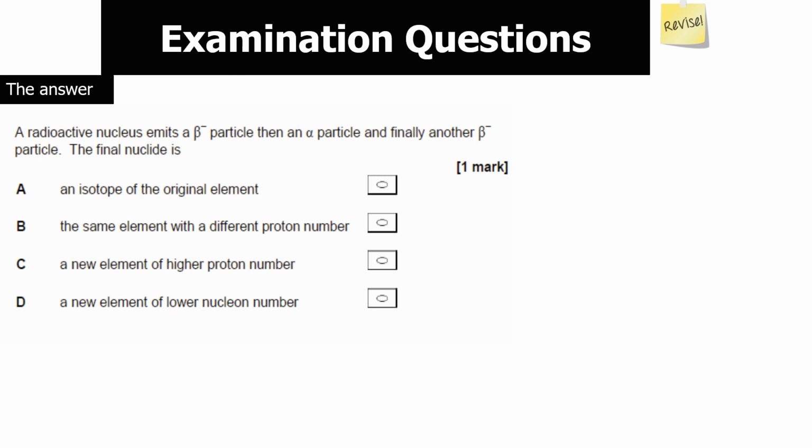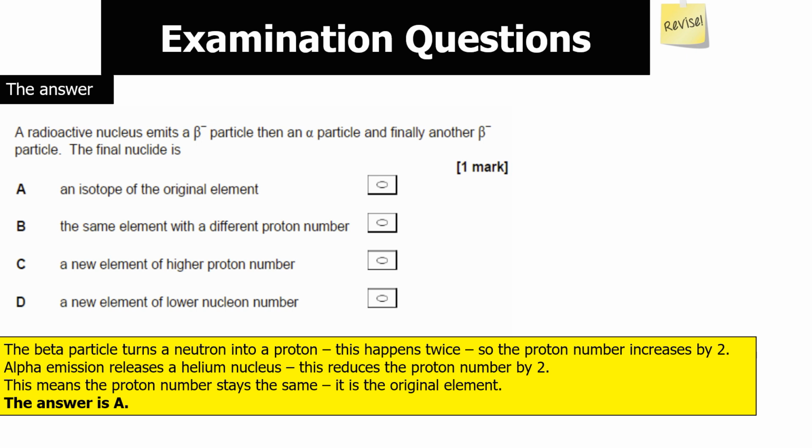Right, our answer here is A, because a beta particle turns a neutron into a proton, and this happens twice, so the proton number must increase by 2. Now alpha emission releases a helium nucleus, so it reduces the proton number by 2, so therefore the proton number must be staying the same, but the neutron number has changed, so therefore it's the original element, but it's an isotope because it's changed the number of neutrons.